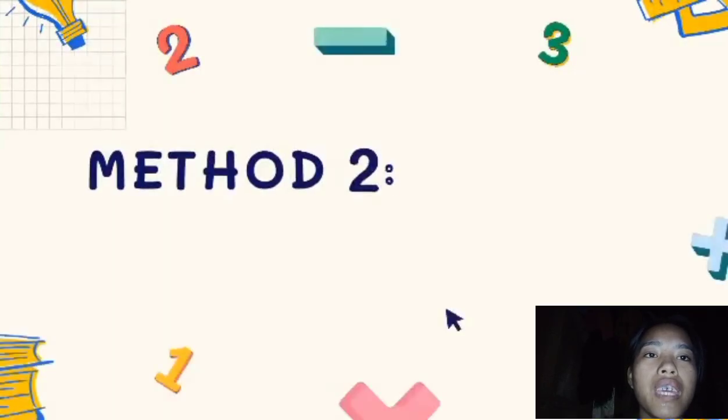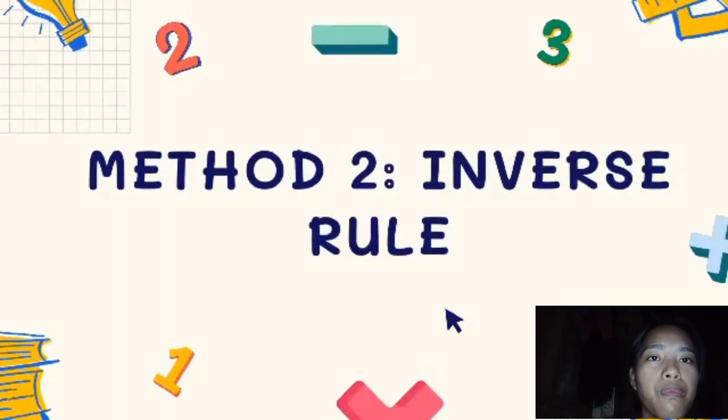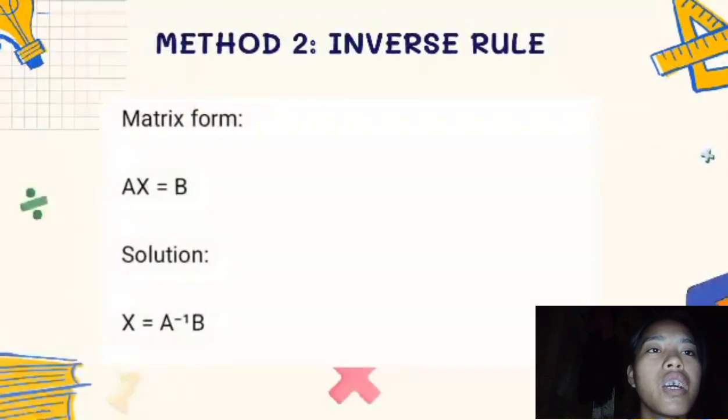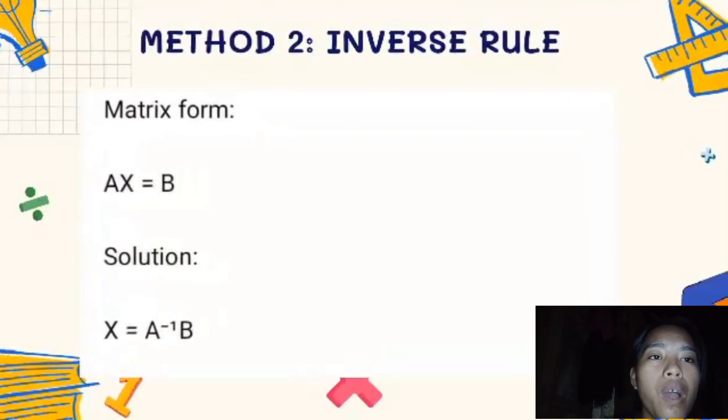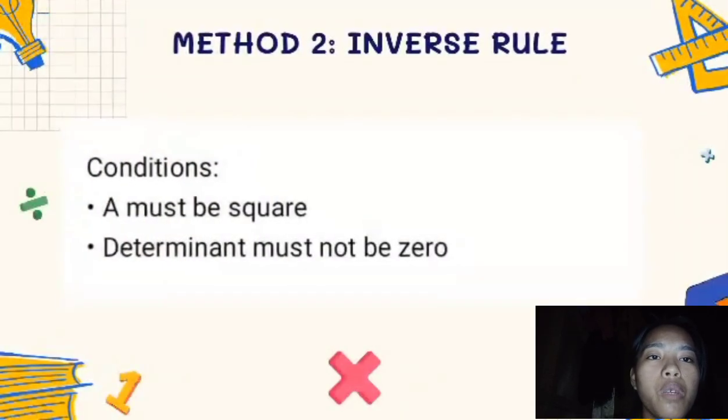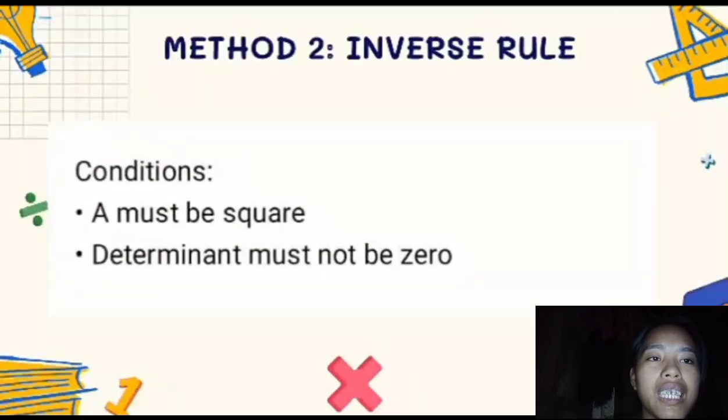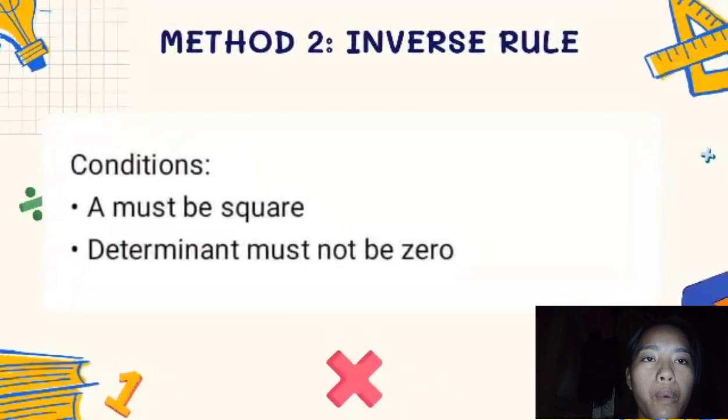Next, we have the inverse matrix method. The inverse matrix method rewrites the system in matrix form as AX equals B. Here, A is the coefficients matrix, X contains the variables, and B contains the constants. To solve for X, we multiply both sides by the inverse of matrix A. However, this method only works if matrix A has an inverse, which means its determinant must not be 0.